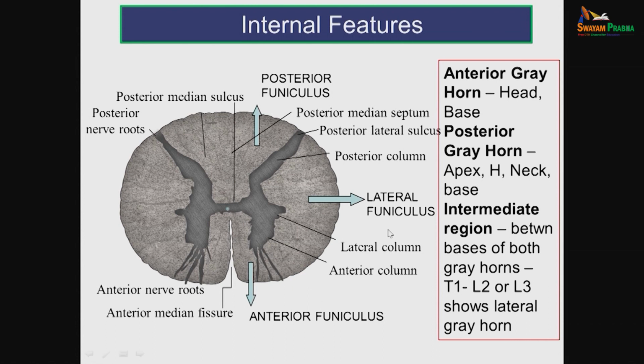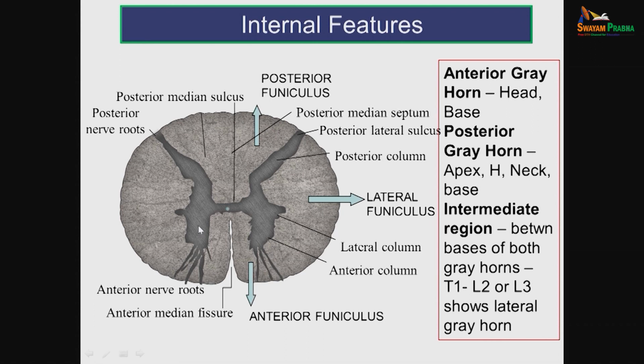So this is just a picture to show the grey matter and the white matter. The spinal cord in a cross section shows inner grey matter which is H-shaped and the outer white matter. This inner grey matter has two ventral grey horns and two dorsal grey horns, and these right and left grey horns are joined by a grey commissure. This is the grey commissure in which you have the central canal.